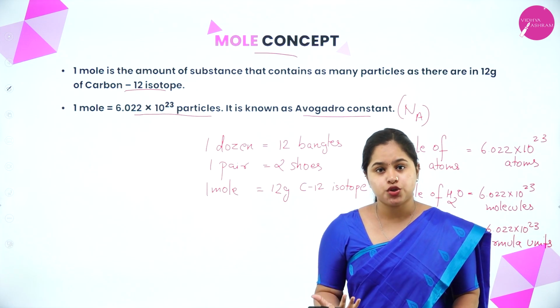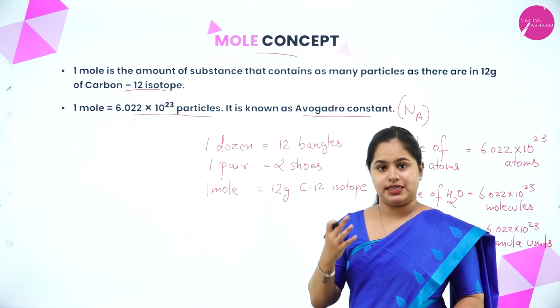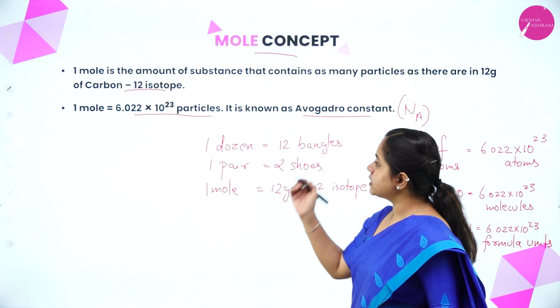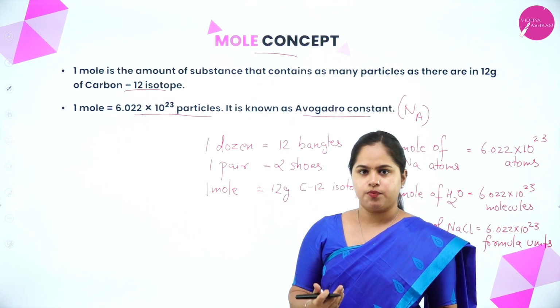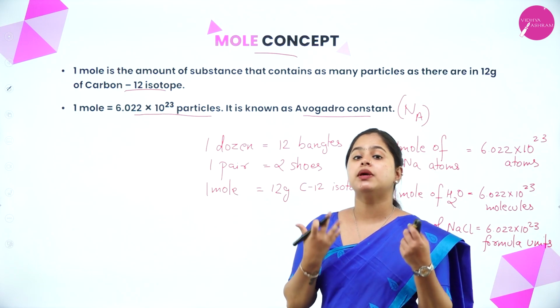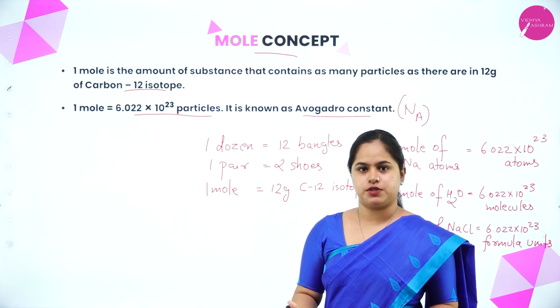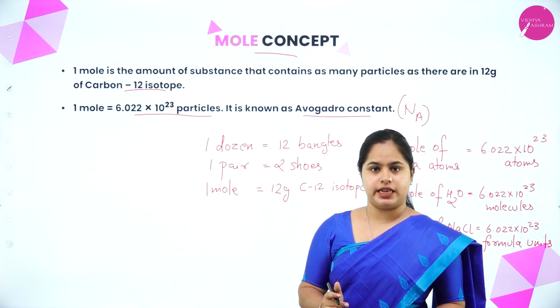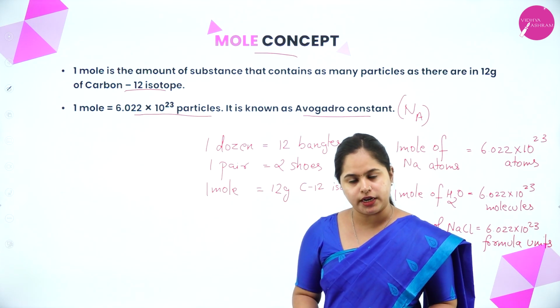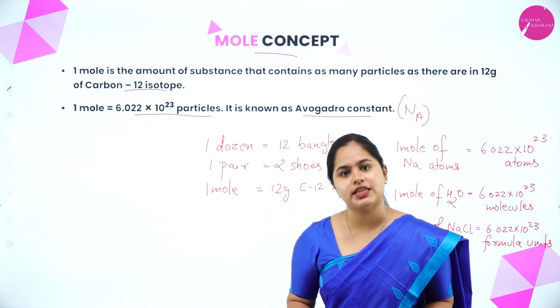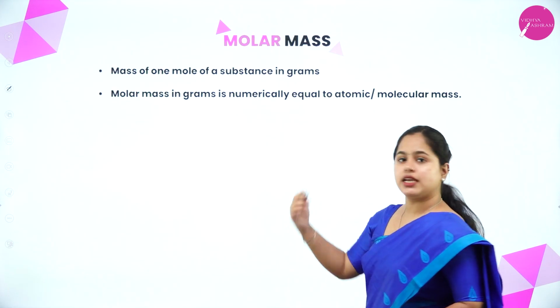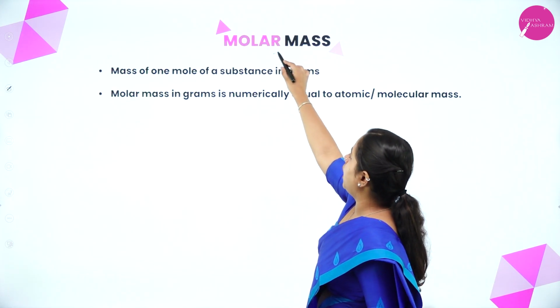So, now we understood that in 1 mole of any substance, it contains 6.022 into 10 to the power 23 particles. Now, I am asking what will be the mass of 1 mole of your substance? The number of particles is clear, that is Avogadro number of particles will be present. But what will be the mass of 1 mole of any substance? So, that is your next concept, that is molar mass.